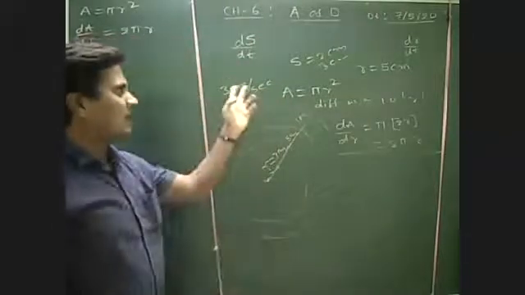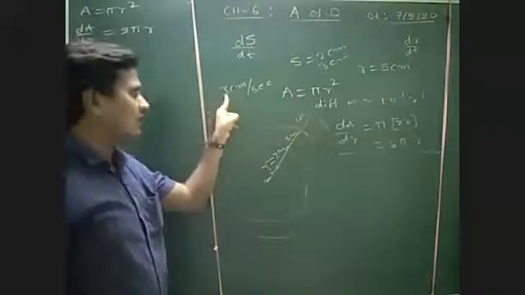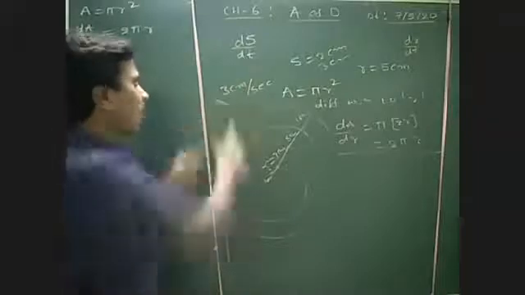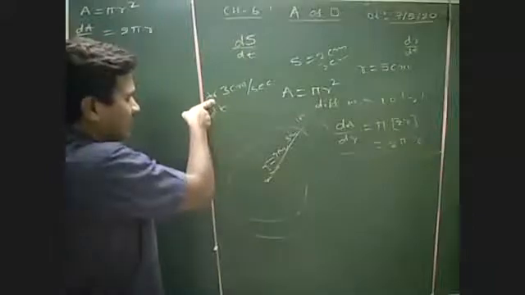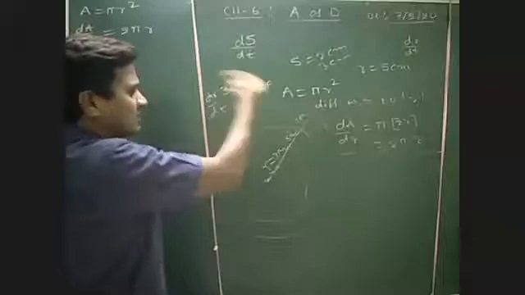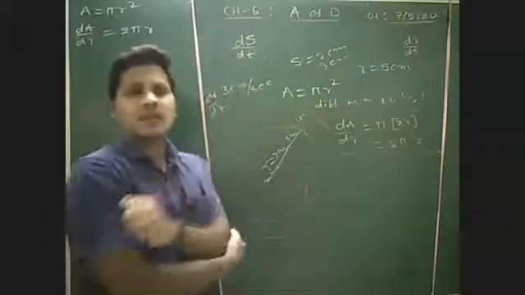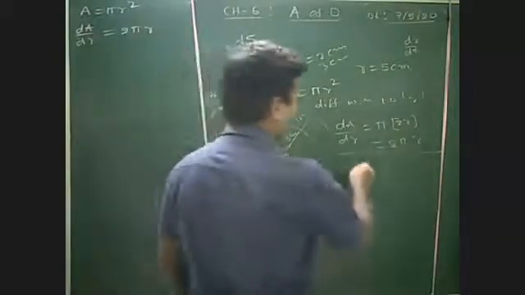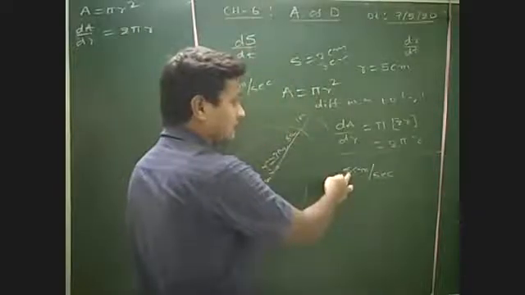If I write by second, it represents the rate of change of radius per second, which is 3 centimeters. How to write that? dr by dt. With respect to time, the radius is changing; in each second, the radius changes by 3 centimeters. In the question, they will give it like that: the rate of change of radius is 5 centimeters per second. This is the rate of change of radius.